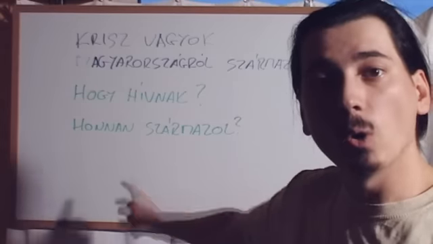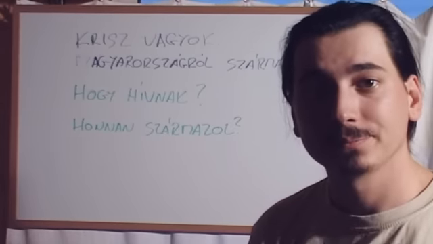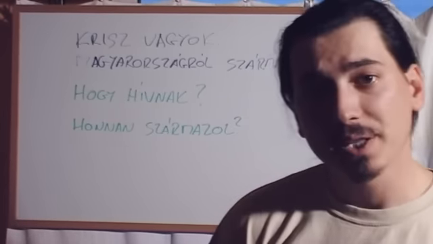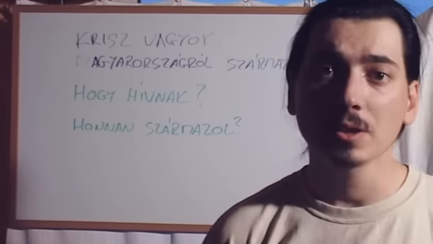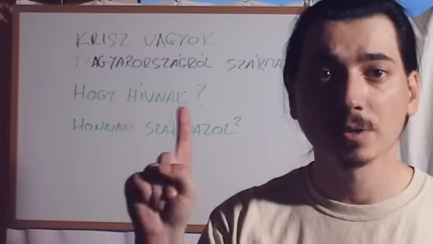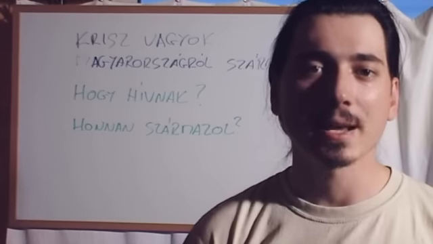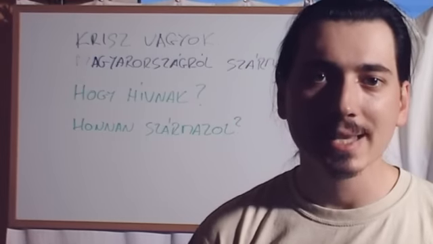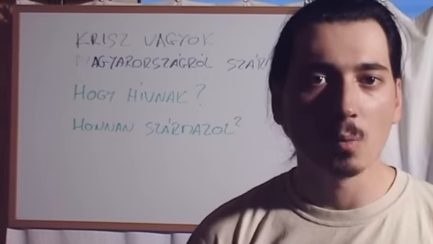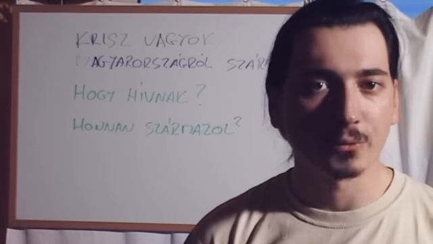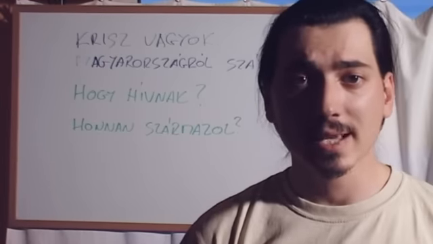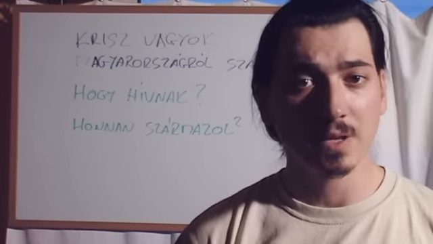Next sentence. Honnan származol. Now, honnan is a bit tricky because it's the equivalent of two English words, where and from. And the next word is származol, which you may recognize as you come from or you are from. So, these are the sentences I want you to think about.